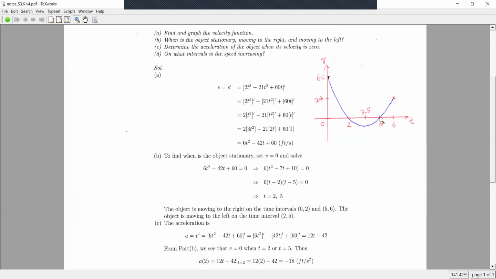On the time interval from 5 to 6, the graph of the velocity is increasing and is positive. Therefore, the speed on this time interval is increasing. The object on this time interval is moving in the positive direction because our velocity is positive. Namely, it's moving to the right of the origin.